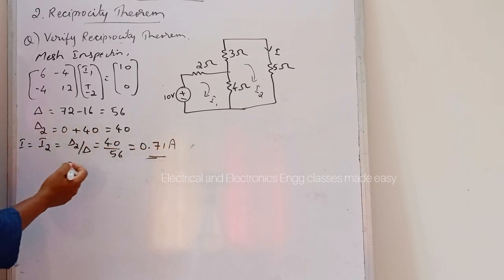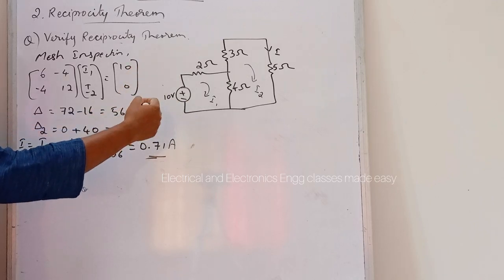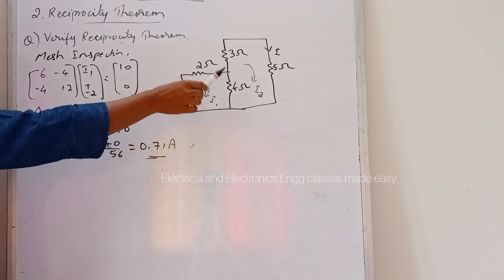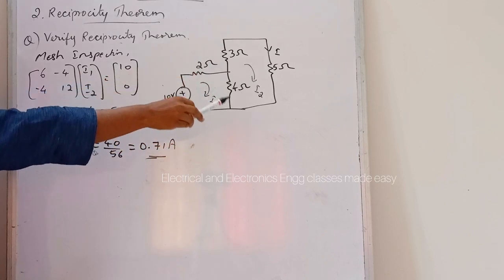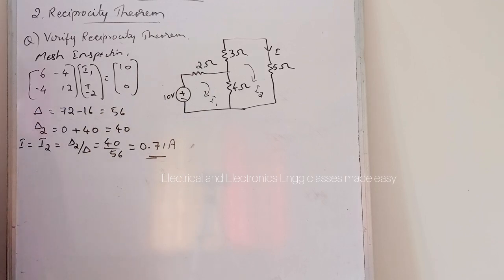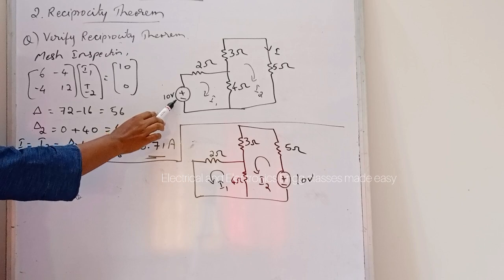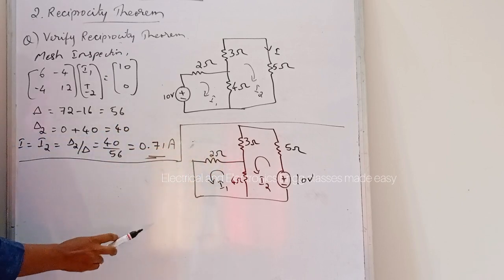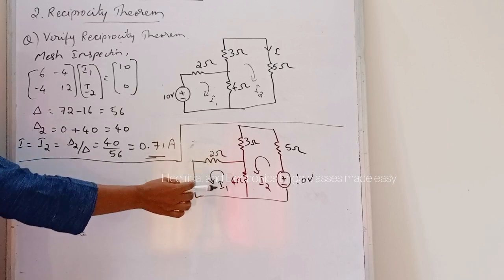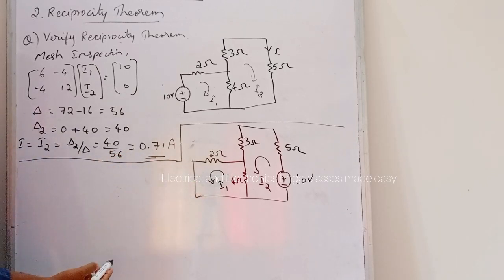So this is the first case. Now we can interchange the positions of input and output. So by interchanging this voltage source to the output, we have to put it in series to the resistor. So this is the second case, that is we have interchanged the position of the voltage source to that side. So let I2 and I1 be these two currents. Then here we have to find the value of I1.